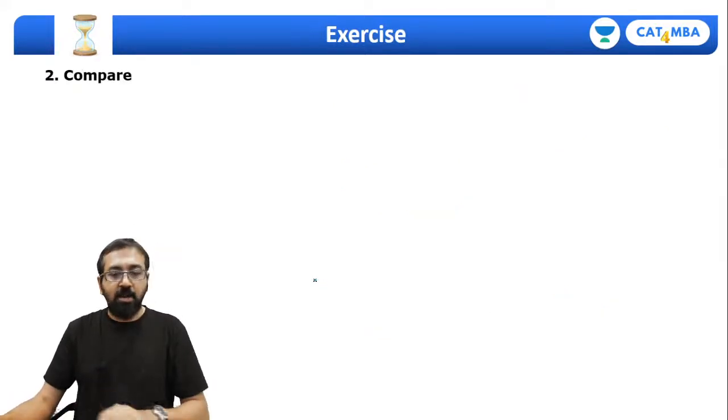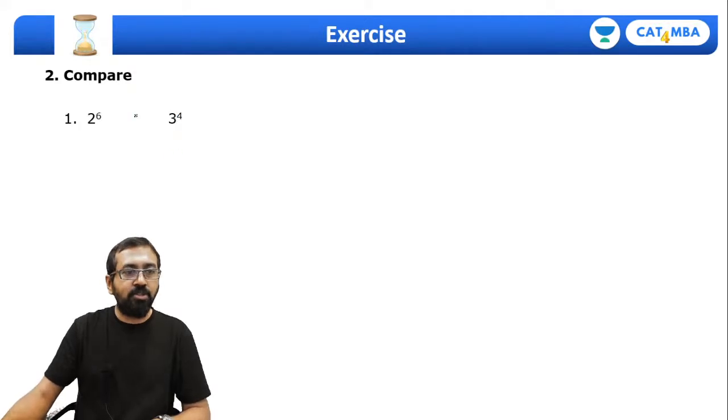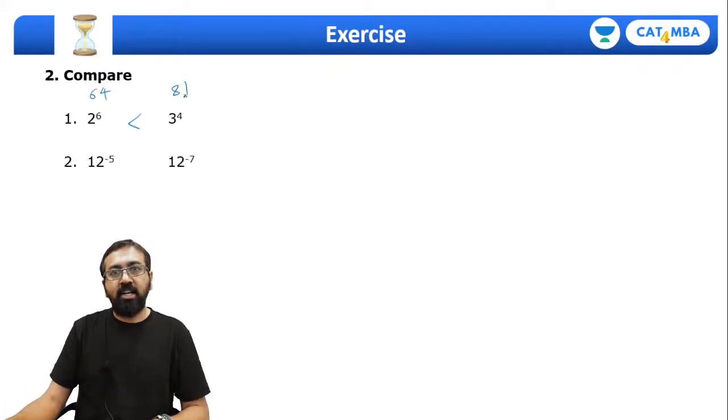Now let's go to the next part where we need to compare the numbers. So 2 raised to 6, 3 raised to 4, which is the greater number? Of course, 3 raised to 4 is greater than 2 raised to 6. You know, it's a simple question. You can simply find out 2 raised to 6 is 64 and this is 81. So this is greater. What about this one?